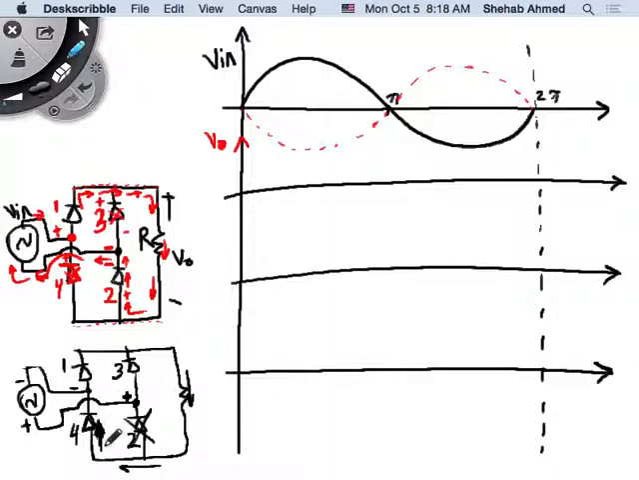And then what? Which others are turned on? 1 is off because 3 sees the most positive potential here, right? So 3 can turn on. And if 3 turns on, it's placing the highest potential, which is the source supply voltage, here. So it's turning off 1 as well, right? So in this case, 3 turns on. So current flows through 3, through the load, and back through 4. So from the source and back to the source.